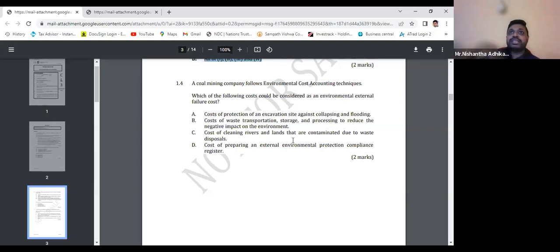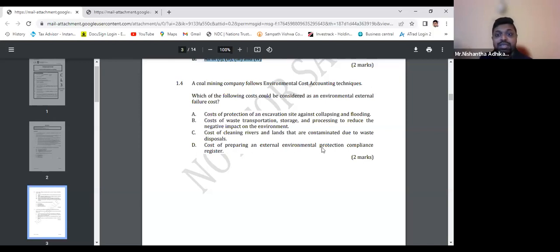Assume you have dumped the garbage into the land or river, then definitely you might be asked to clean them. The public might become aware of that, then reputational damage can happen. Therefore, it is an external failure cost because you have released the contaminated waste disposal to the lands and rivers. Then bad publicity will be received. It has a negative impact. That is an external failure cost, right? Then part C should be the correct answer. We'll look at D as well.